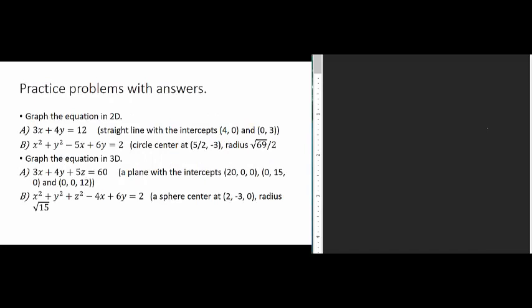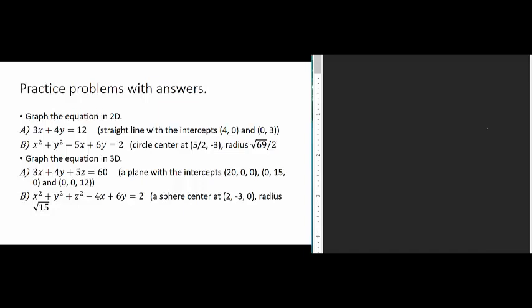So now I'm giving you a couple of practice examples. The answers are given, so you can just verify. For example, 3x plus 4y equals 12. You can easily see that the intercepts are (4, 0) and (0, 3).